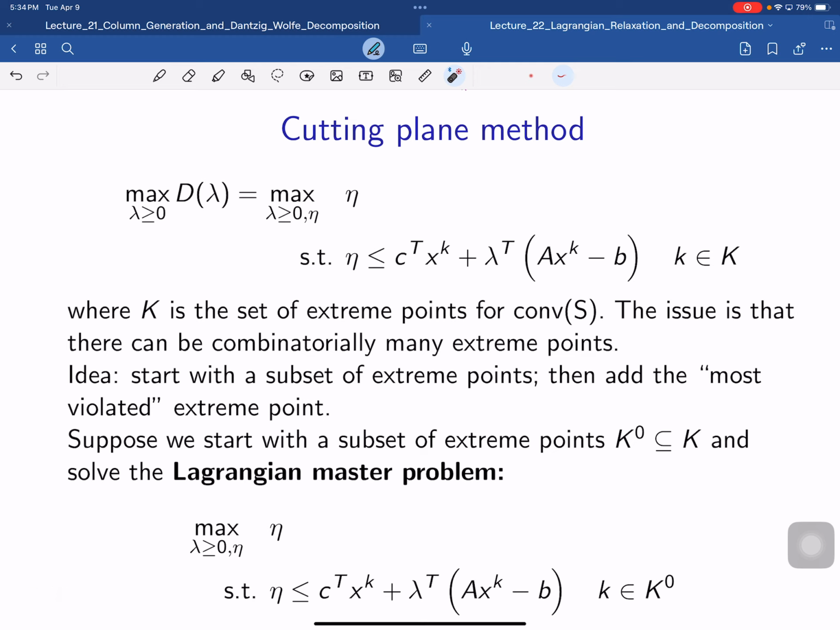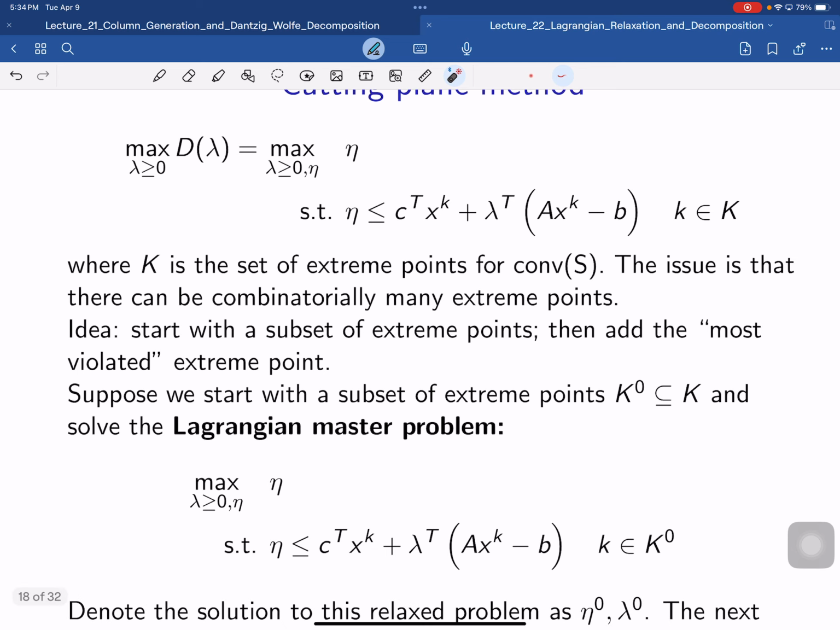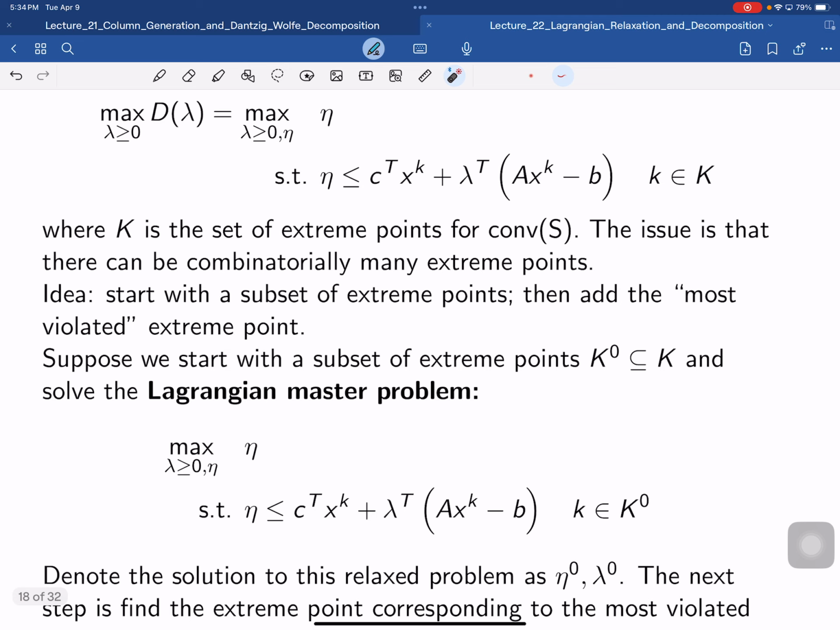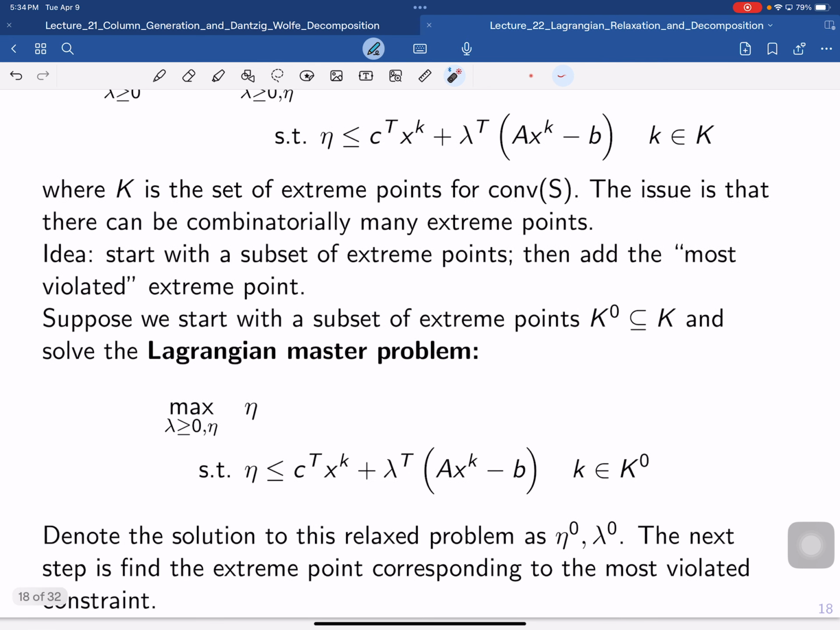You are maximizing over eta, but eta is a minimum of all the linear functions, right? So let's say k equals 3, then you have 3 constraints here. So eta is a minimum of those 3 linear functions. But in practice, you don't have only 3 extreme points. You can have an exponential number of extreme points. So that's why you start with a subset of extreme points, which is k naught. K naught is a subset of all extreme points, usually a very small number. And since you are relaxing all the extreme points by a subset of extreme points, you may not satisfy all the constraints, right? Since you removed a huge number of constraints.